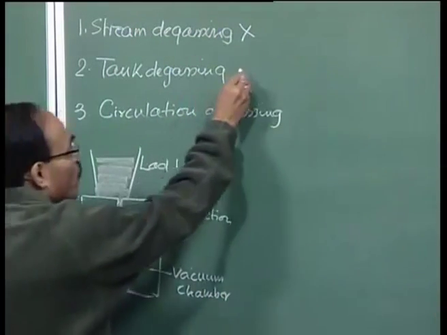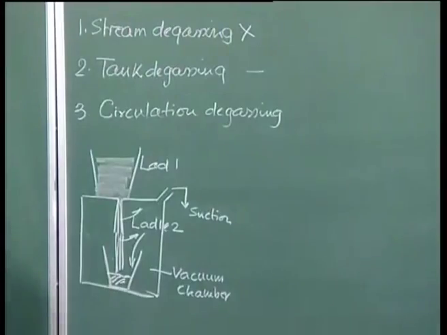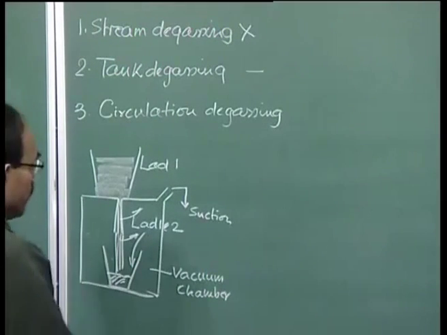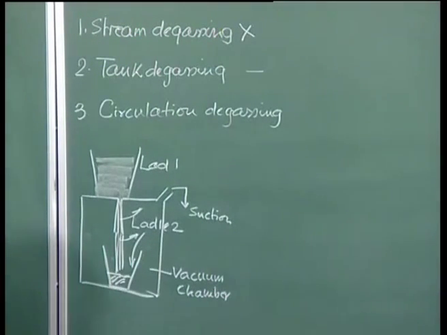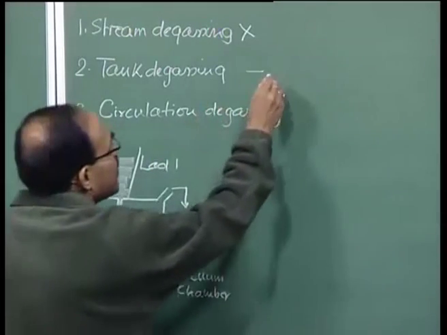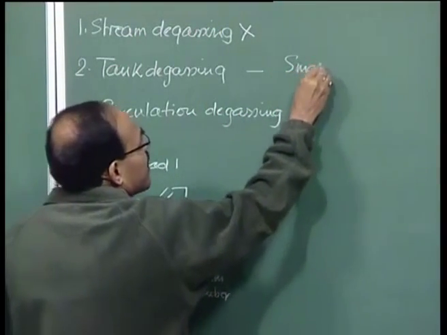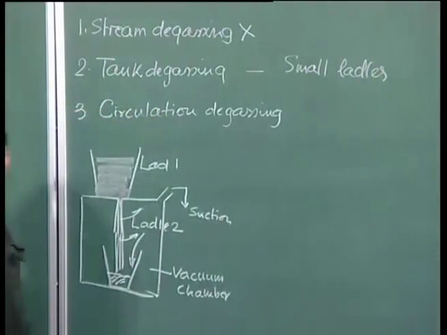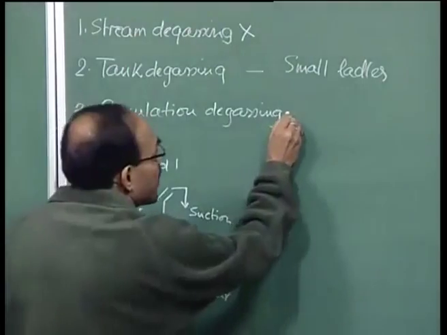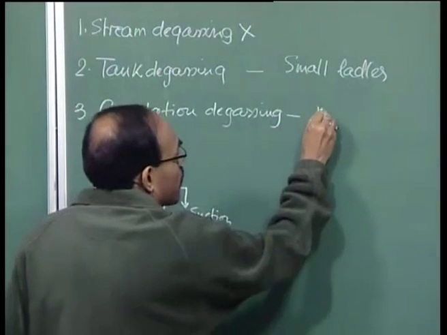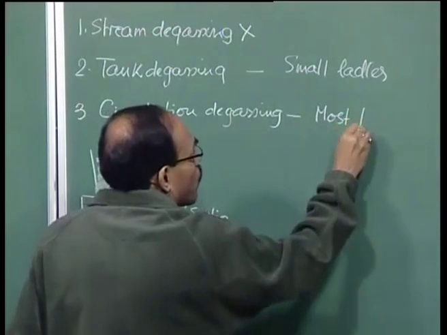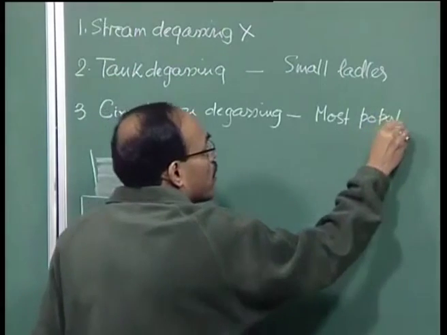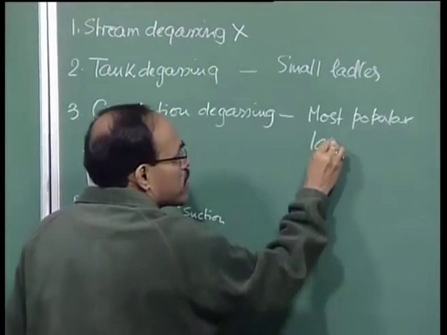Tank degassing, on the other hand, is an improved version of this. Tank degassing is basically adapted for small ladles. Small ladle means how much? We are talking about a 50-ton, 60-ton, 70-ton ladle of that particular size. Circulation degassing is most popular, and this is for large capacity ladles.